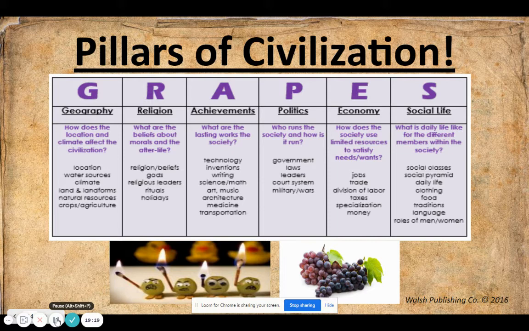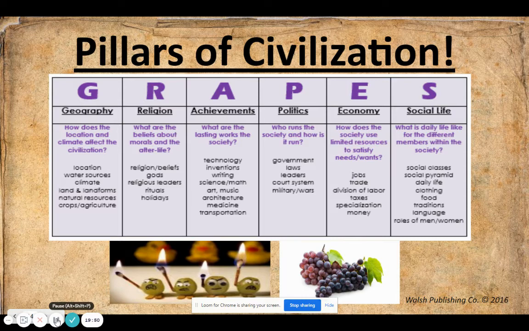Then we have economics. That's how does the society use the resources it has to satisfy needs and wants. Things like jobs. Jobs is part of the economy. Trade, trading things one for the other. The invention of money. Division of labor into different kinds of specialized jobs. The collection of taxes in order to pay for things. Specialization of jobs and talents, and of course money.